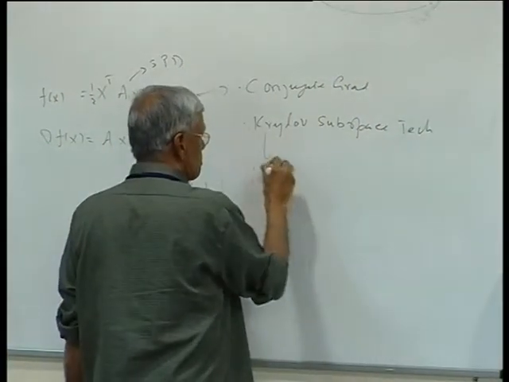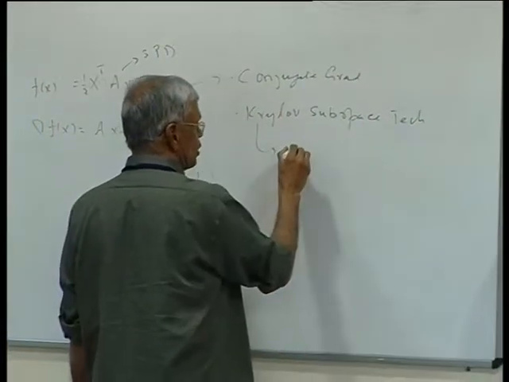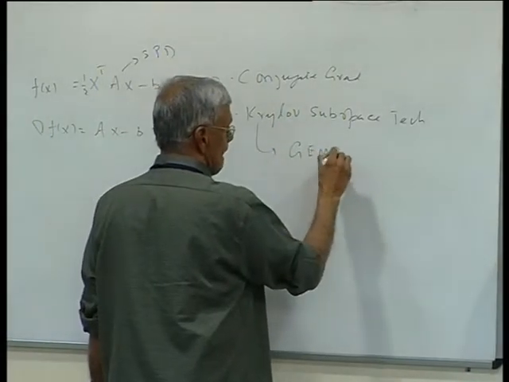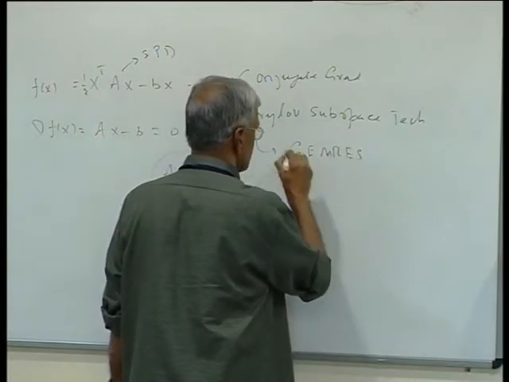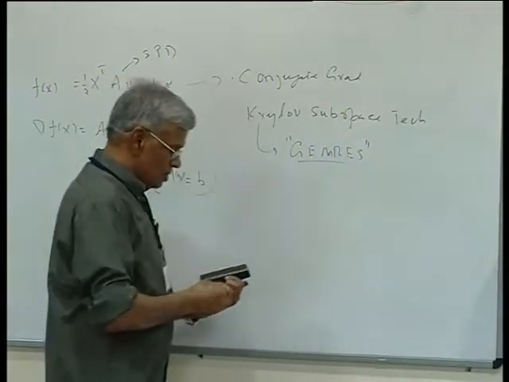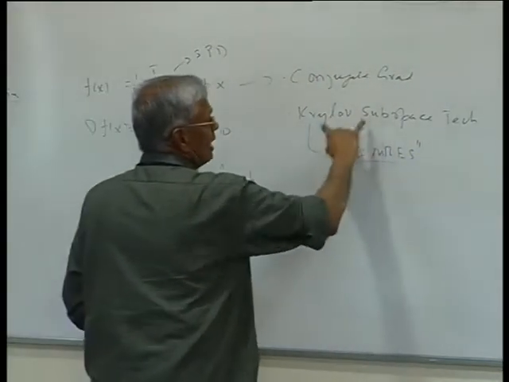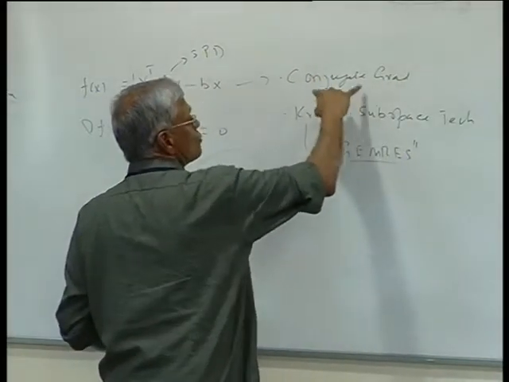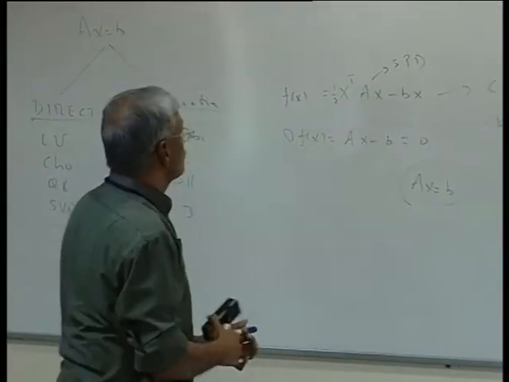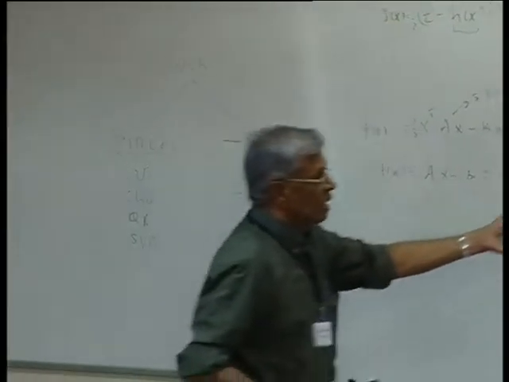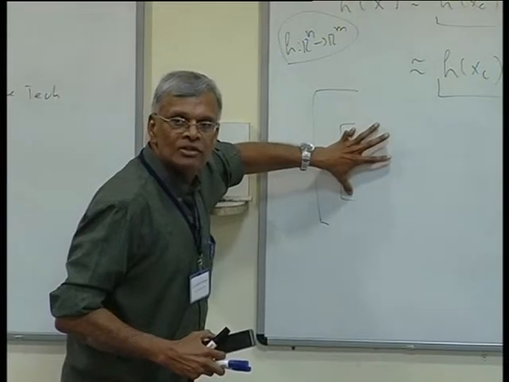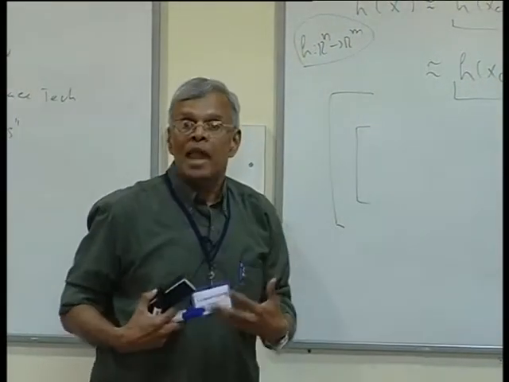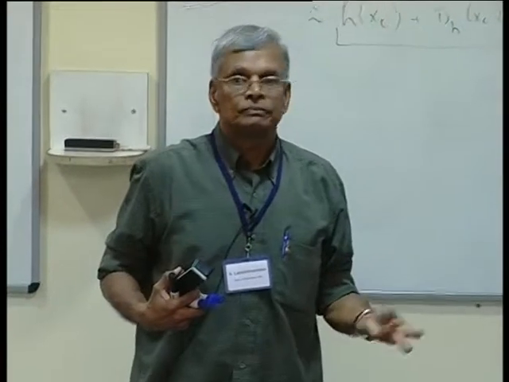One of the basic methods in Krylov subspace techniques is called GMRES. The generalized method of residuals, GMRES, is one of the very good methodologies, which is an offshoot of application of Krylov subspace technology to solving these systems. So I would like you to remember that you have a lot of choice to be able to solve the resulting quadratic minimization, either as a direct technique or as an iterative technique. If I had it my way, my choice would always be conjugate gradient.